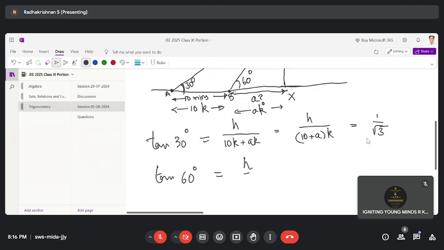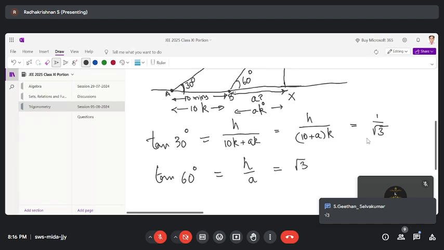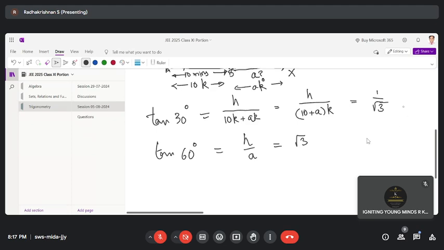And what is the value of tan 60 degree? Root 3. Root 3. Okay. Now, let us say this is your equation number 1 and this is your equation number 2. Equation number 1 is H by AK, right? It's root 3.